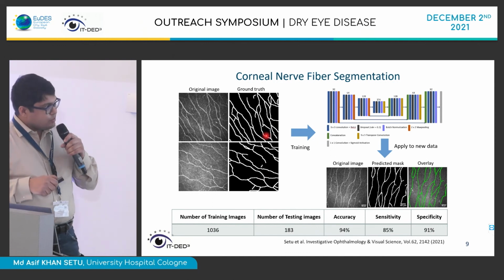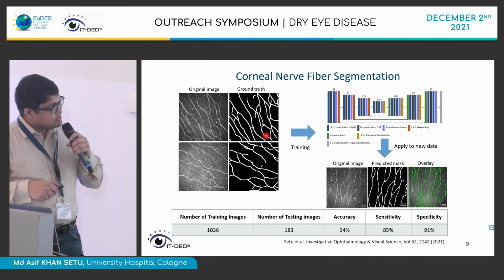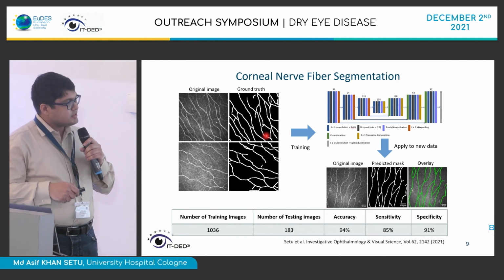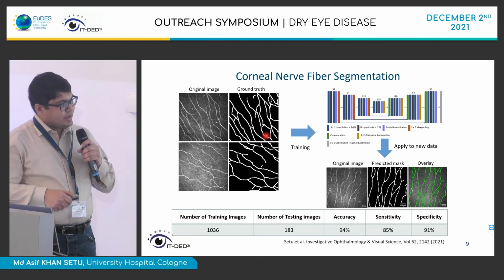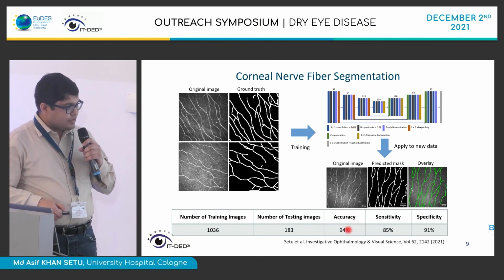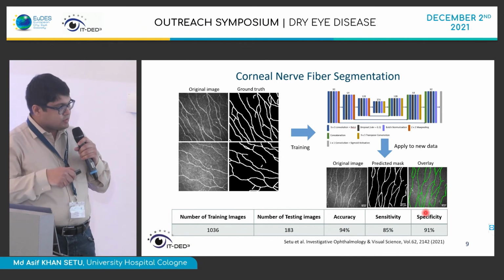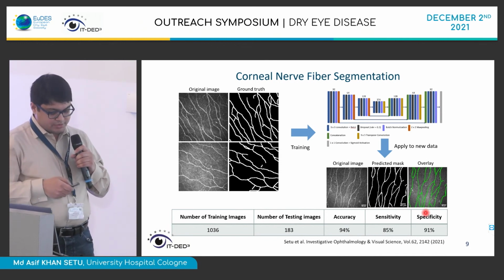Before the model training, we validated all of the images with ophthalmologists and clinicians. And after the model training, we tested our model performance, and it gives us very high accuracy, sensitivity, and specificity based on the prediction of the corneal nerves.